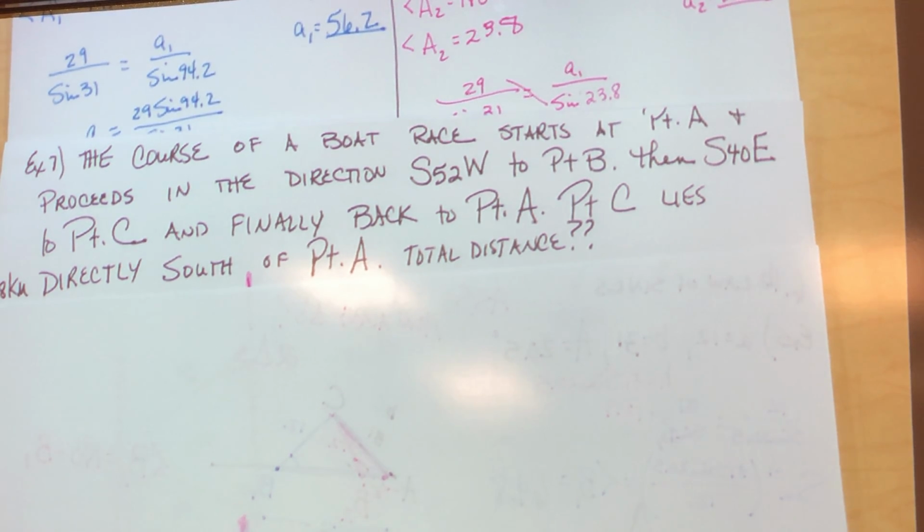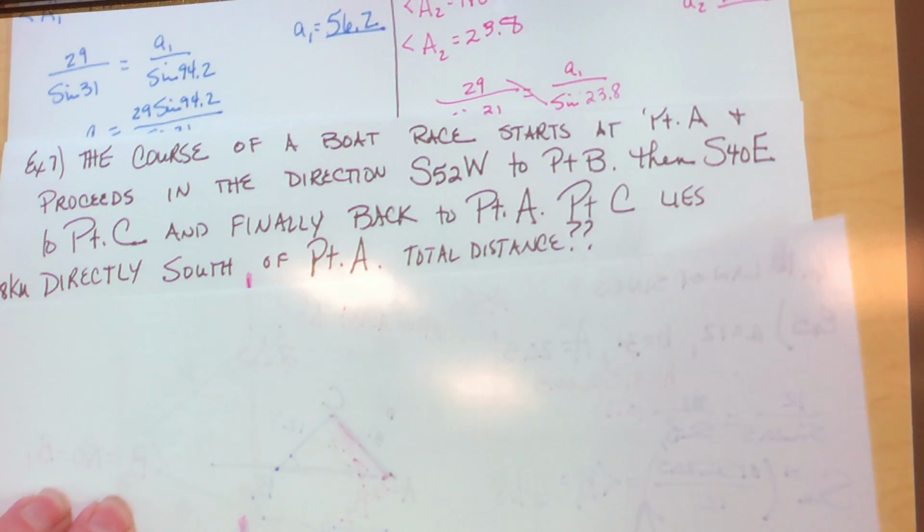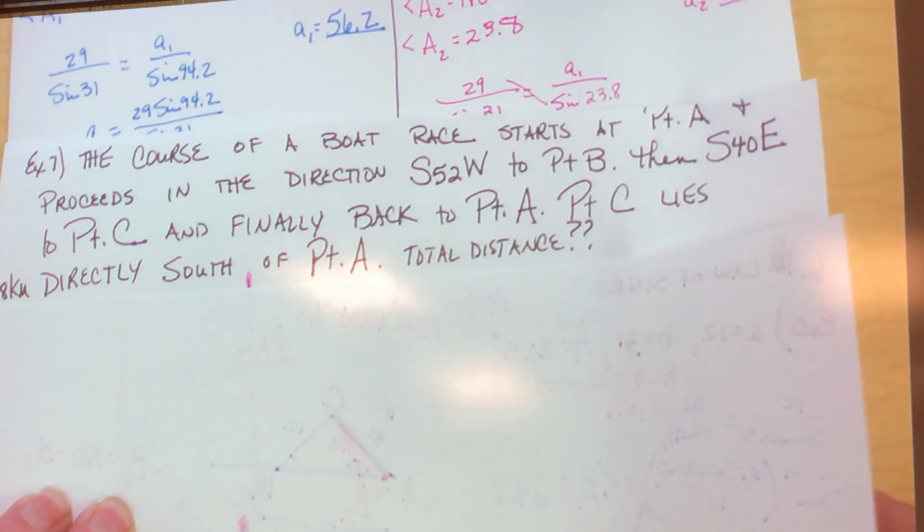The course of a boat race starts at point A and proceeds in the direction south 52 west to point B.